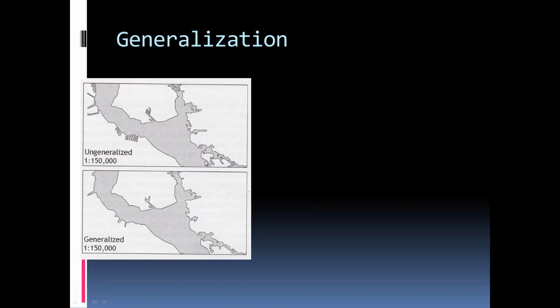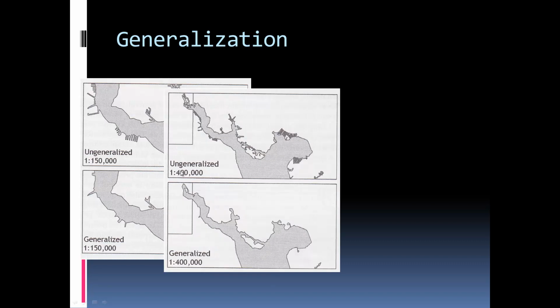If we look here, for example, why are they doing that? Here we have a coastline that is ungeneralized at 1 to 150,000 scale, and you can see all these little points. In the generalized version, though, all this gets kind of erased. It gets kind of smoothed out. When you're zoomed in, the ungeneralized is always going to be much better than the generalized because you're losing a lot of data.